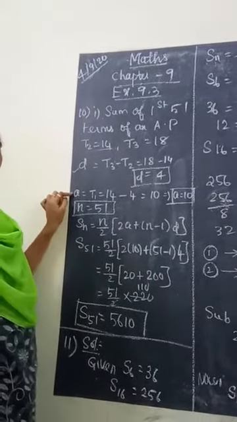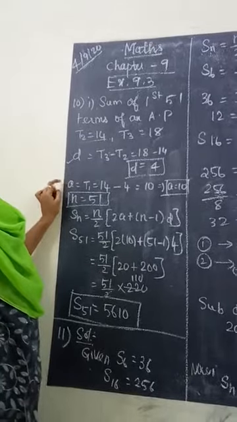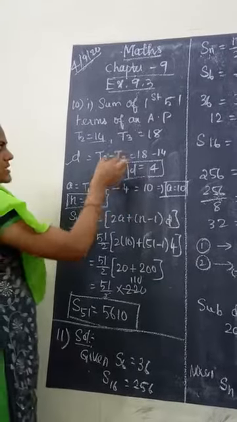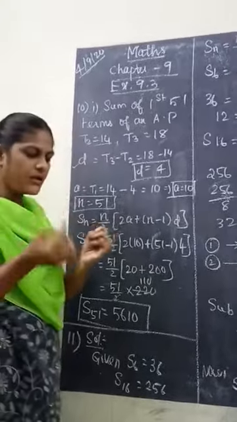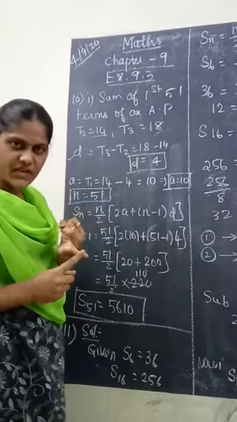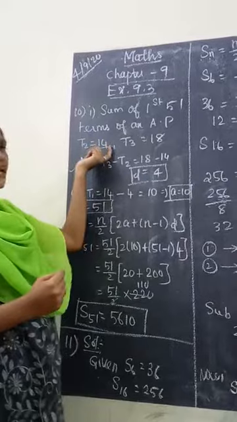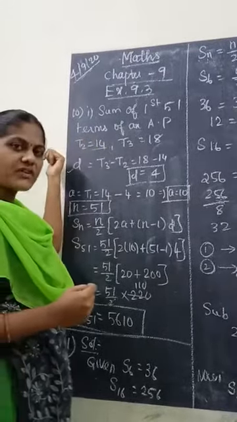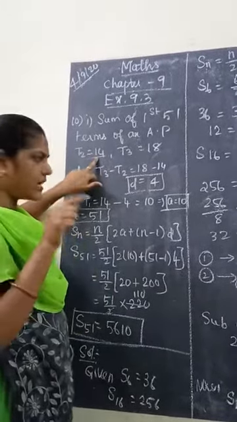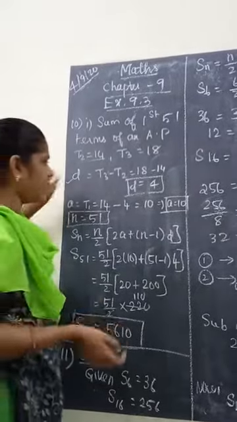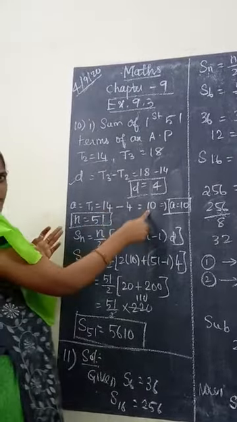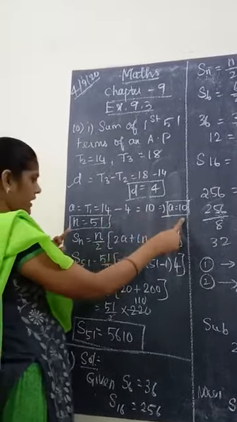Can we have a here? No. How do we find a? So listen. This is the first term, the initial value. Next, a plus d together is the second term. So how do we find the first term? From the second term we need to subtract d, and we will get a. So 14 minus 4 equal to 10. So a is equal to 10.